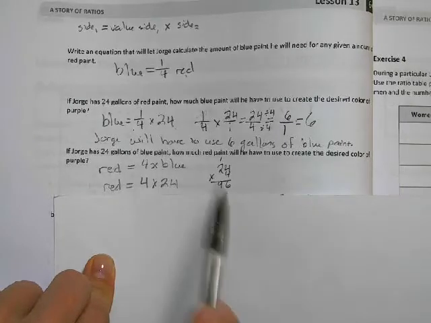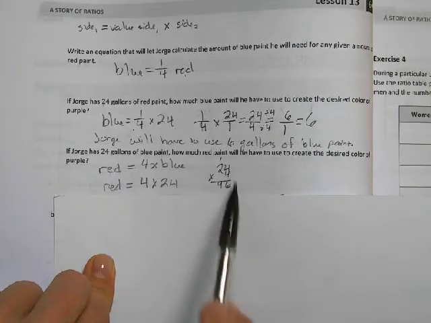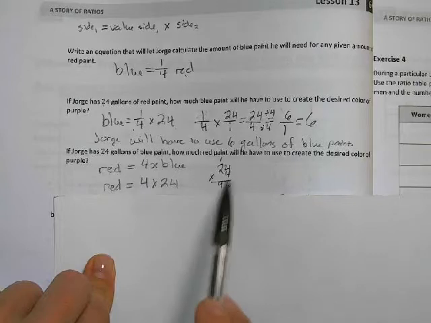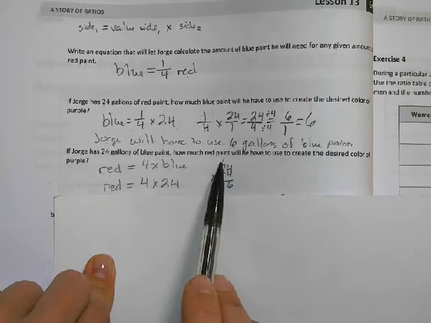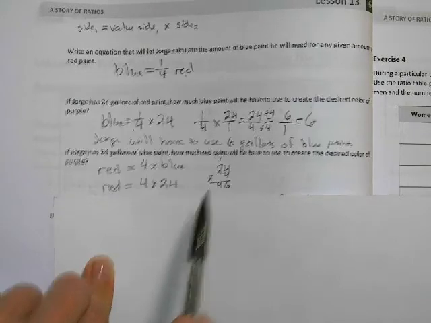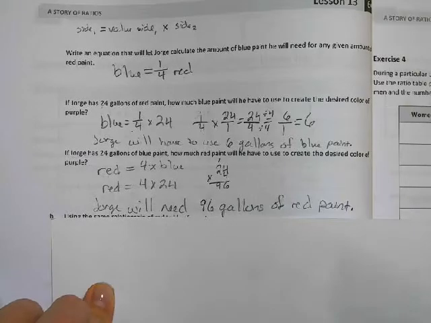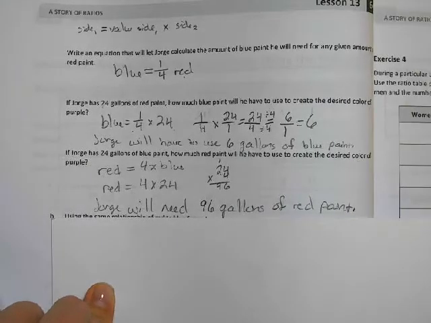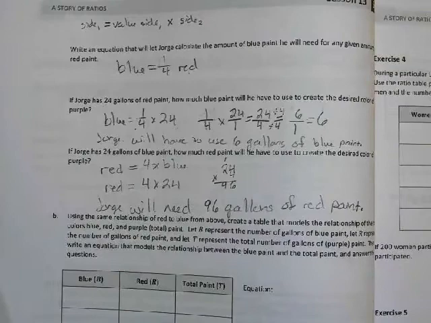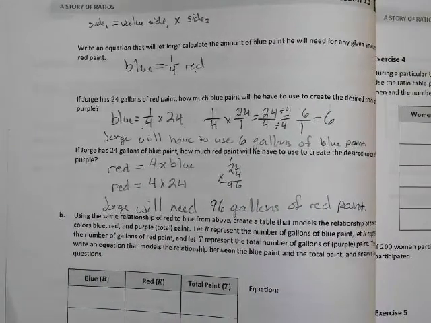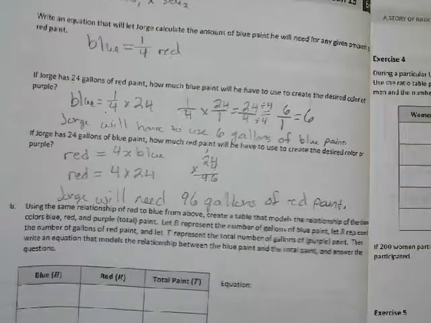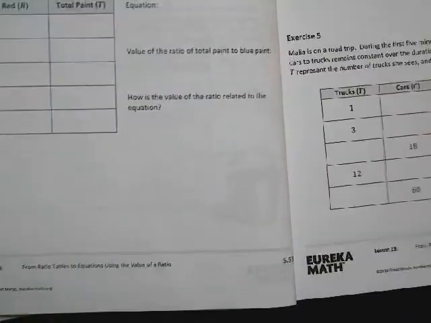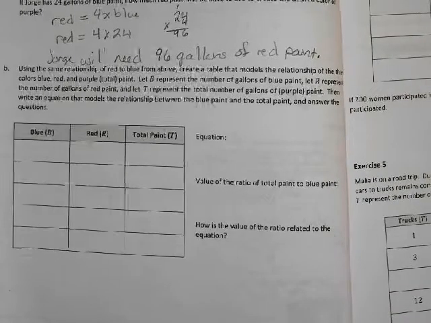Over here you have the 24 times 4. 4 times 4 is 16. You carry your 1. 4 times 2 is 8. Plus 1 is 9. You get 96, which means Jorge will need 96 gallons of red paint. Below you have another situation they're going to have you solve for. I'll help you get started and then you can go ahead and check it. And I will see if you can go on to another exercise.